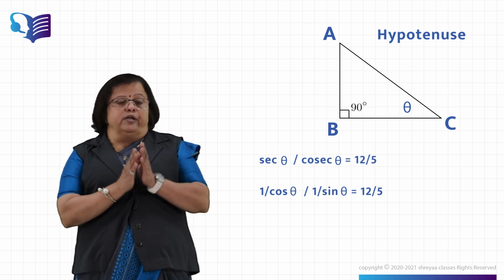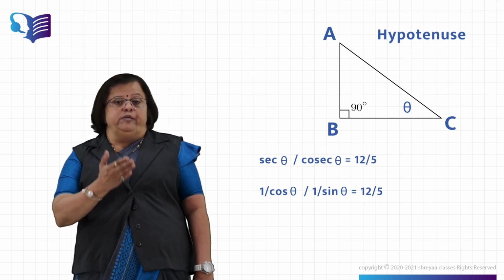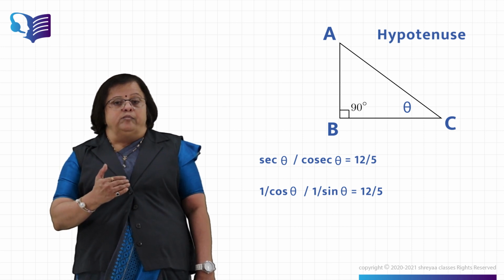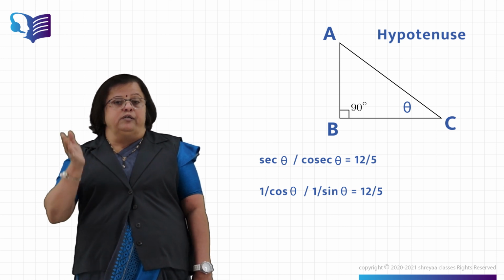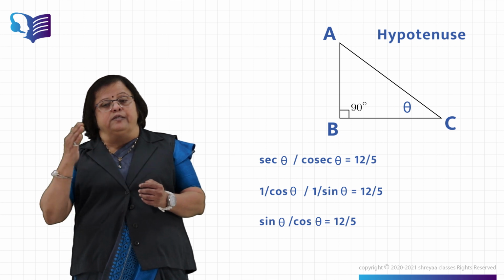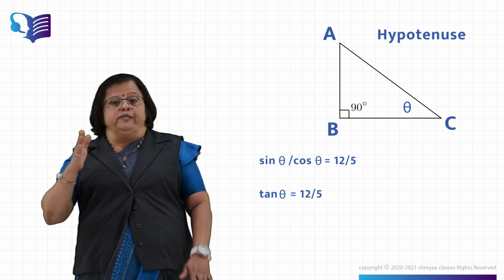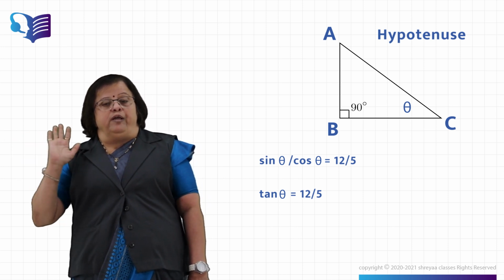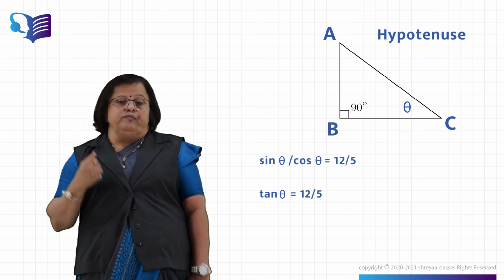Now how to write this? So sin theta is in the denominator of the denominator, so what will we do? Square it. So it will be sin theta upon cos theta is equal to 12 upon 5. So tan theta is equal to 12 upon 5. So what we get? Tan theta is equal to 12 upon 5.